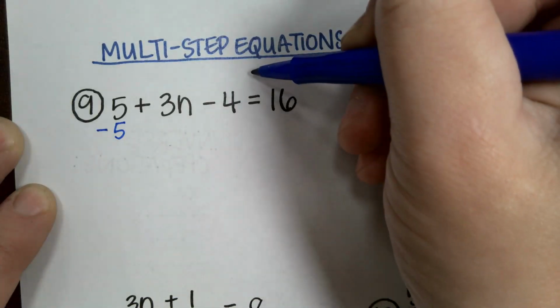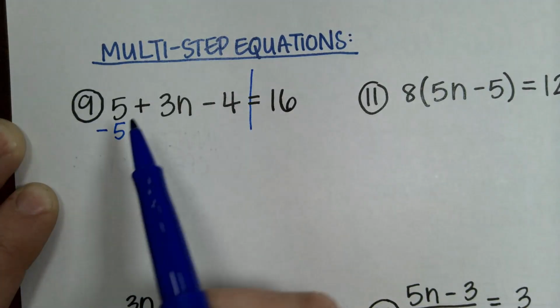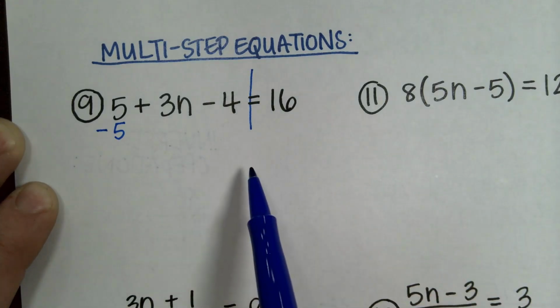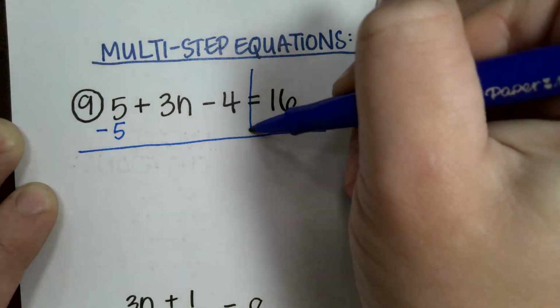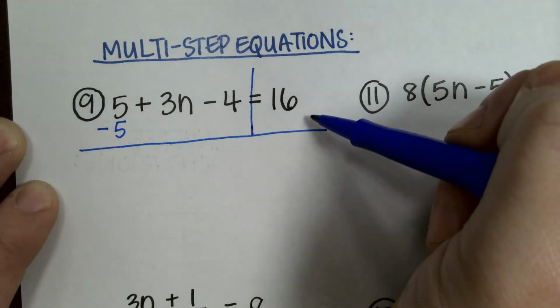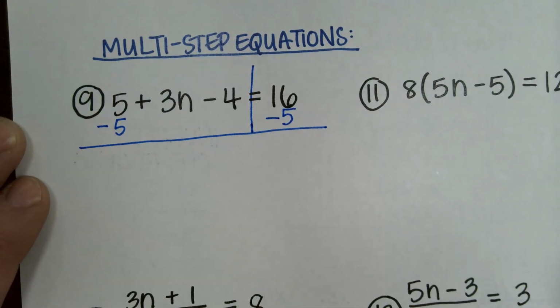And on these multi-step equations, it's really easy to accidentally do that minus 5 on your minus 4 instead of 16. So if it helps you to draw a line where your equal sign is, then do that, just to give yourself kind of a visual aid. So we need to do it on the other side of the equation under the 16. All right, what happens next?